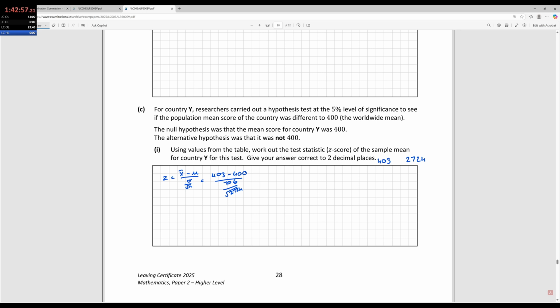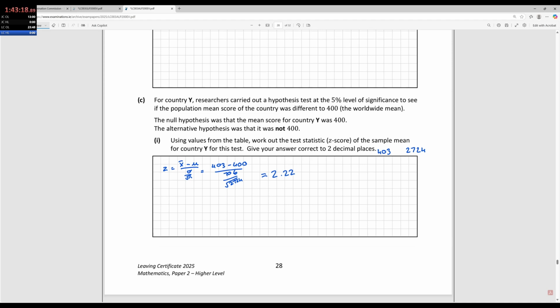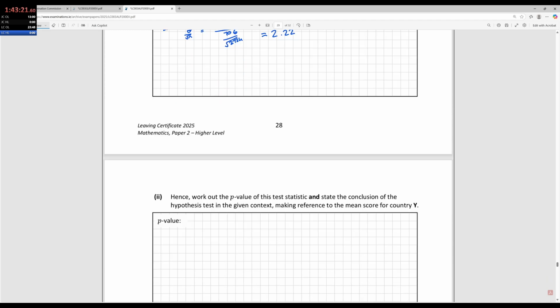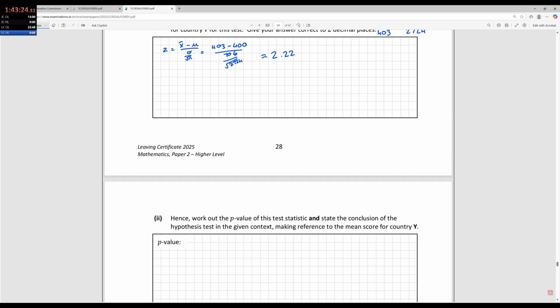Okay, 2.2. If we go to 2 decimal places, it means it's not in the confidence interval, which means we would say that it is not 400. We'd reject the null hypothesis because 400 does not suit as a potential value. Hence, work out the p-value of this test statistic and state the conclusion of your hypothesis test in the given context. So we kind of know what we're looking for. We're looking for p to be below 0.05, which we know is definitely true anyway.